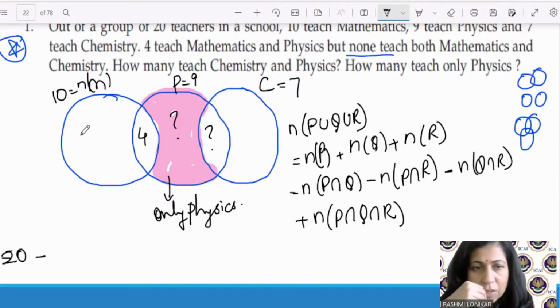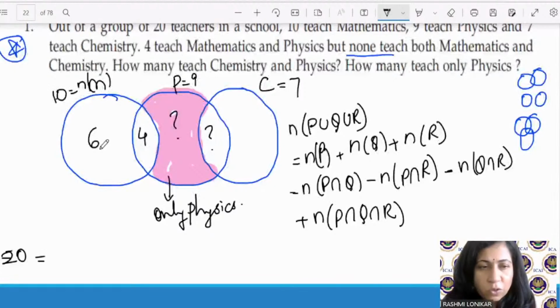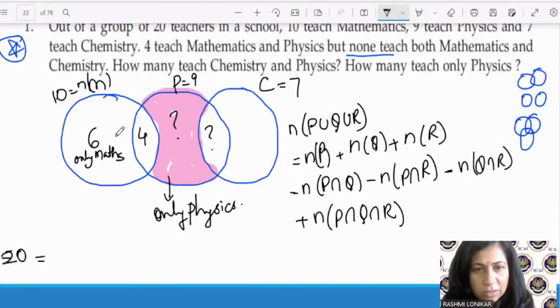how much? Now out of this 10, 4 are teachers. Out of the 10 mathematics teachers, there are 4 teachers who are going to teach physics also. So how many only mathematics? 6. 10 minus 4, 6 is only maths. So only maths plus physics and maths, total is 10 teachers. Okay. Chemistry is 7. And they are asking you this.